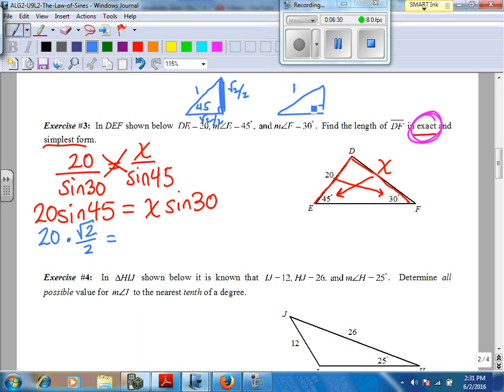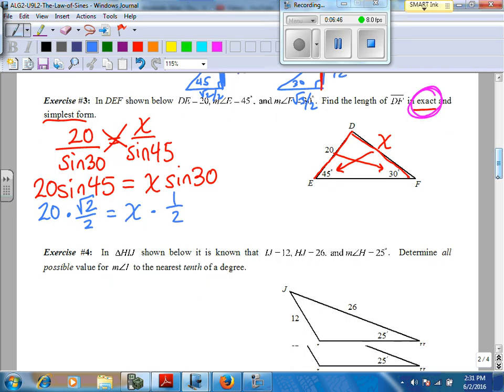Again, it's on the unit circle, so 30, opposite that is a half. Square root of 3 over 2 would be opposite the 60. But again, we're trying to get sine of 30, so we want the y value, not the x. So it would be x times 1/2.